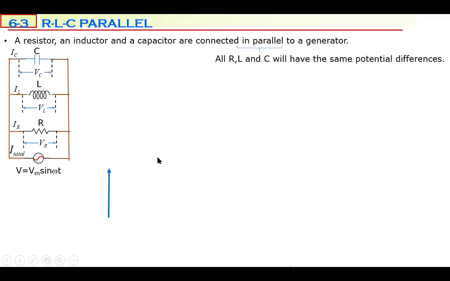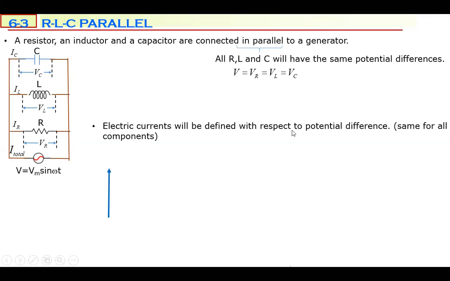So then the currents are different: I total, IR, IL, IC. We are going to use the potential difference as the common factor, which is the same, and define the electric currents with respect to it. For the resistor, IR and V are in phase.